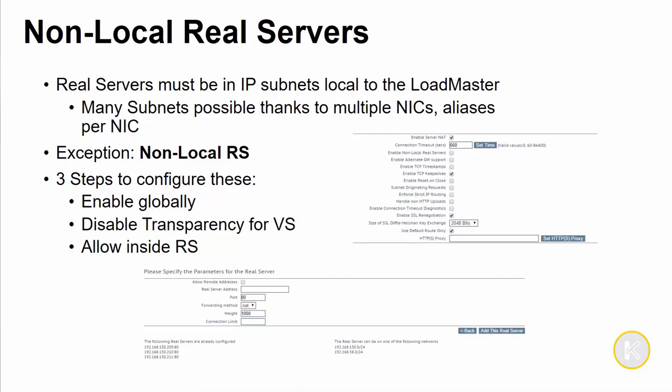Typically, real servers will be in IP subnets local to the Loadmaster. Non-local real servers can be specified where there are real servers which are routed. The LoadMaster can be configured to route traffic to a server that does not reside within the networks configured on the Kemp device. Static routes may be required in order to reach these servers. This is a useful feature when deploying Kemp devices in networks and subnets where the servers may reside in different sites or subnets. You must disable transparency for any VS that uses non-local real servers.